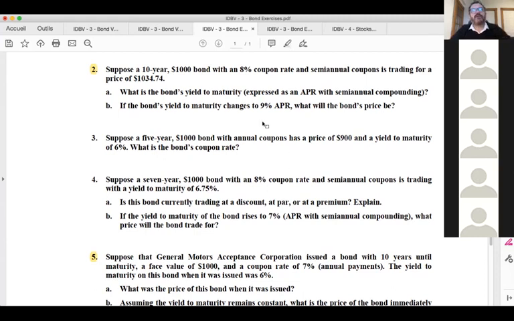So for the first one, you have to search for the rate, and if the price is 1034.74, it means that the bond is quite interesting. It quotes at a premium. So it means that the coupon rate must be more interesting than the yield to maturity. So the yield to maturity is certainly less than 8%. And since it's semi-annual, you have to take in your calculation less than 4%.